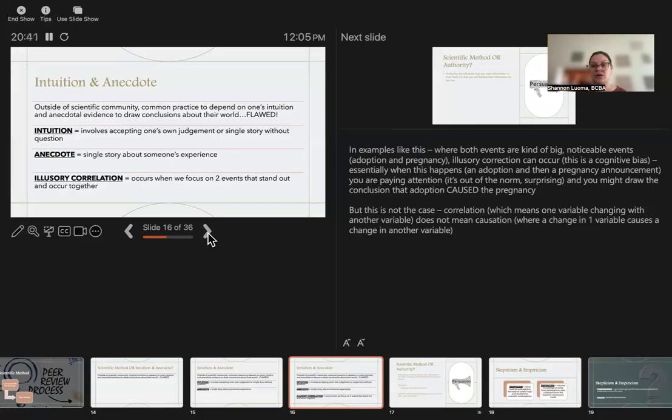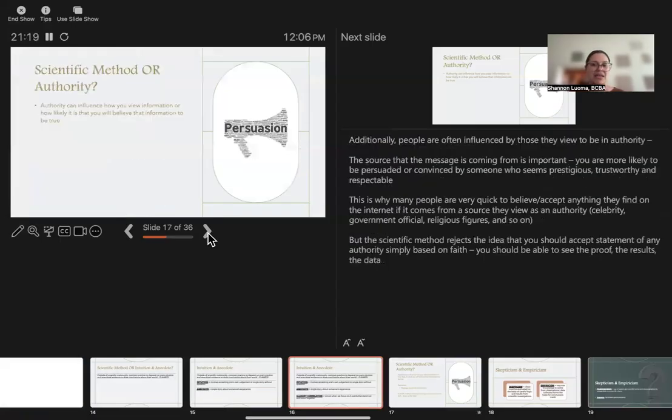But it's an illusory correlation when people look at those two big events, those two variables that they're paying attention to, and they draw conclusions of causation. They're like, oh, well, once they adopted, that caused them to get pregnant. So be wary of any time research makes a causation statement. You want to really look at the findings of that research. When they say this caused this, that's a pretty big statement. You are saying that those two variables do not change unless one variable changes and impacts the other. And that's not always the case. So we do need to be careful with those statements.